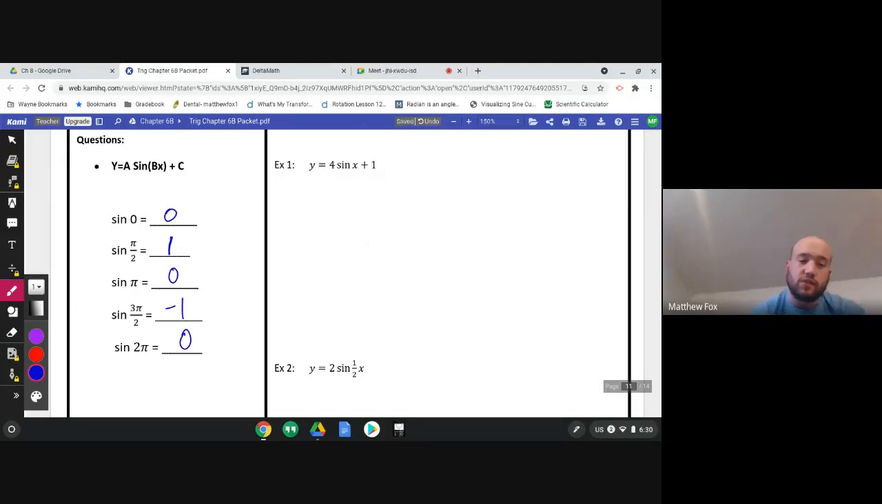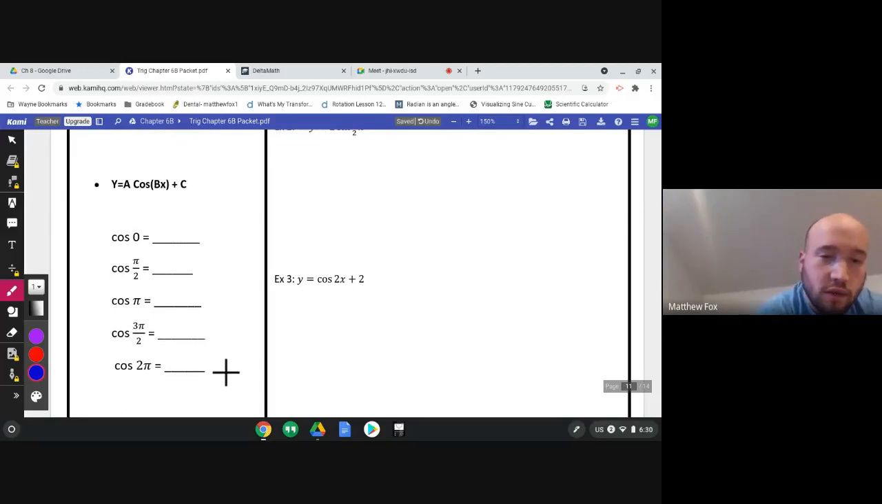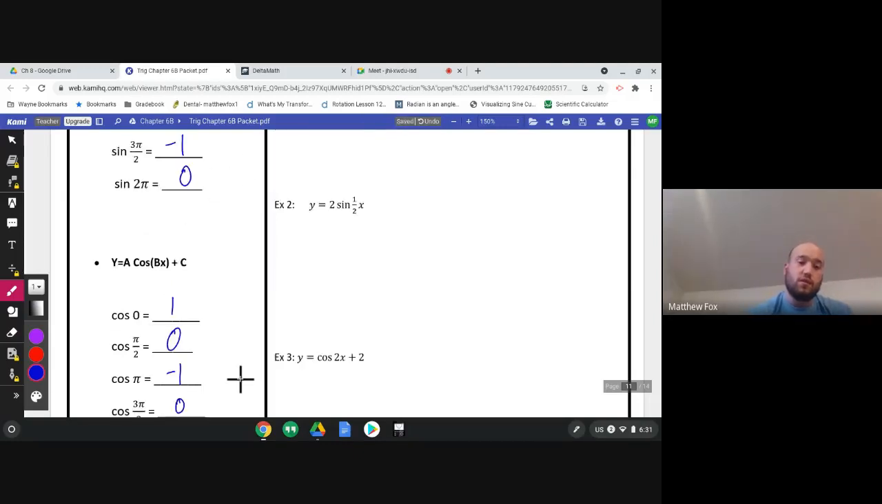Now, cosine's a little different. Okay, cosine of 0 starts at 1. Pi over 2 is down to 0. Pi is at negative 1. 3 pi over 2 is back to 0. And then 2 pi is back to 1. Okay, and both of those would complete one period or one cycle.